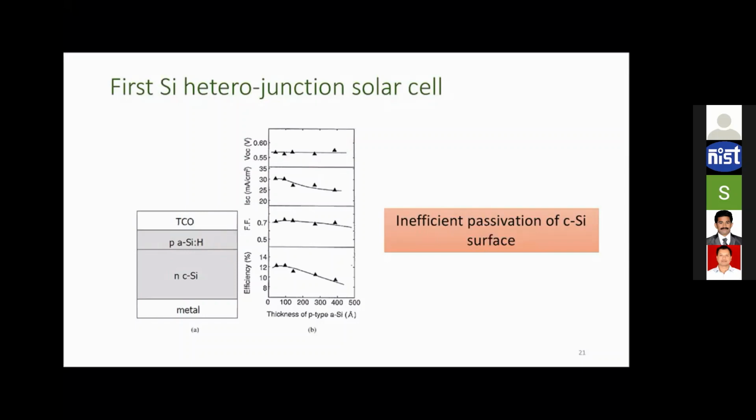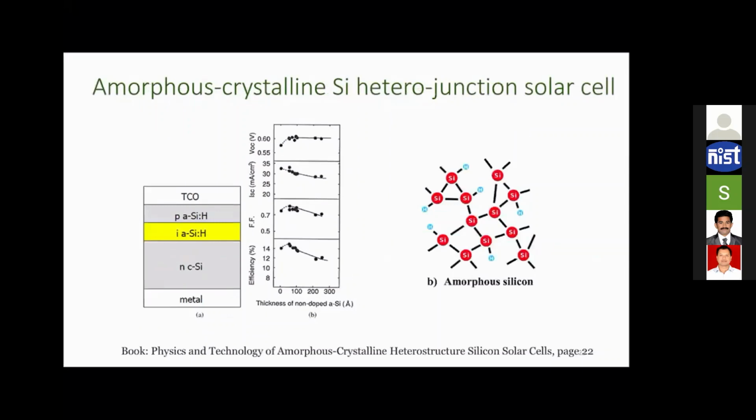So what to do? Now we have seen that this amorphous silicon could be a suitable candidate for heterojunction, but if you deposit p amorphous silicon on top of n crystalline silicon, it is giving you bad solar cells instead of a good one. But researchers have found out a very nice idea to overcome this limitation. What they did, they inserted a very thin intrinsic amorphous silicon in between the p-doped amorphous silicon and crystalline silicon.